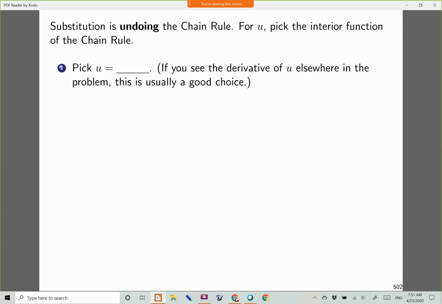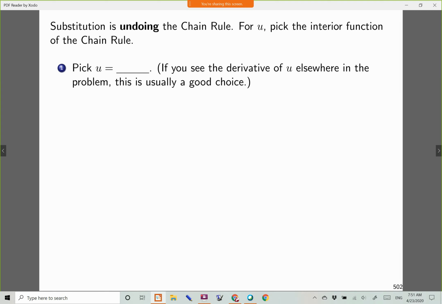Just as a reminder of the process, we will see some stranger problems today, let's say. Substitution is undoing the chain rule. So not every function was differentiated using the chain rule, but if the function was differentiated using the chain rule, then anti-differentiating that resulting answer requires a substitution technique.